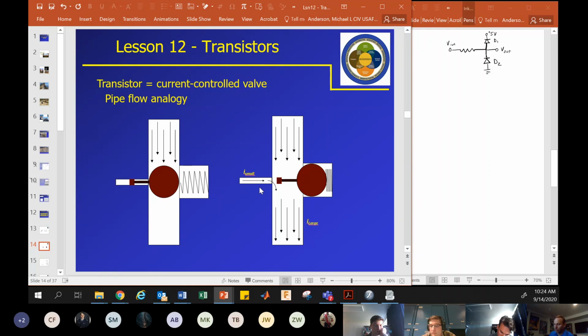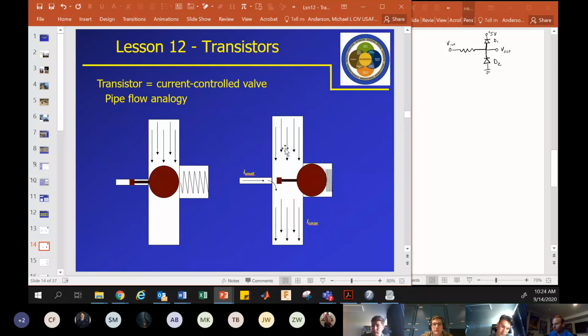So imagine, if we're using our pipe flow analogy, imagine we've got this device where there's a ball blocking the flow of fluid, but if we put a little bit of fluid down this small pipe, it will push the ball out of the way, and a much bigger amount of fluid will be able to flow in the main pipe. And that's a good analogy for what we are able to do with a transistor.